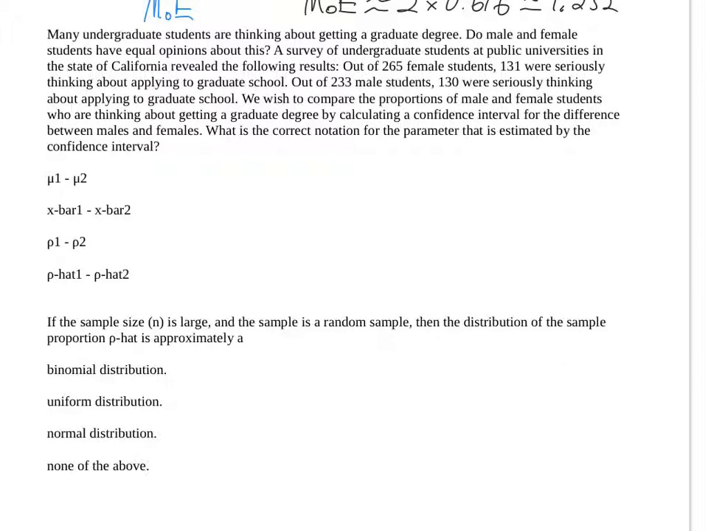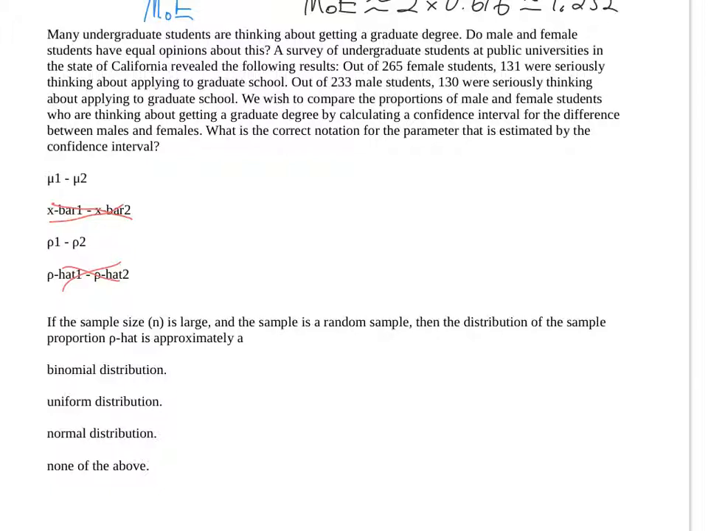And we can immediately go ahead and cross 2 of these options out. I'm going to cross out this one and this one. Why? Because those are not parameters, right? X bar and p hat are statistics. They're not parameters. So if you see X bar or p hat anywhere, you know that can't be a parameter. So now we're down to mu1 minus mu2 and p1 minus p2, or I guess it's actually rho 1 minus rho 2, if you're into your Greek letters. I'm going to call it p for simplicity.